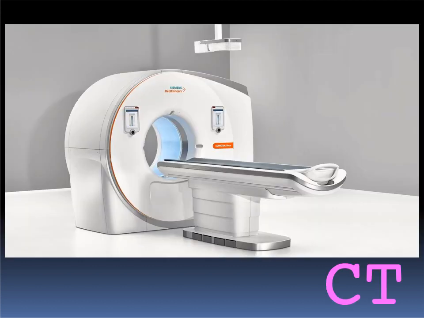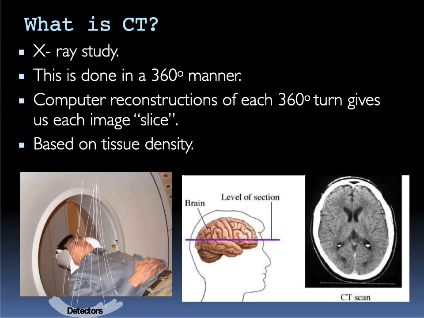And also, this is a picture of a CT scan. It's a new one, from the Siemens company actually. This is the gantry, and this is the bed that the patient goes inside and comes outside, and it's a very fast technique for imaging of the brain.